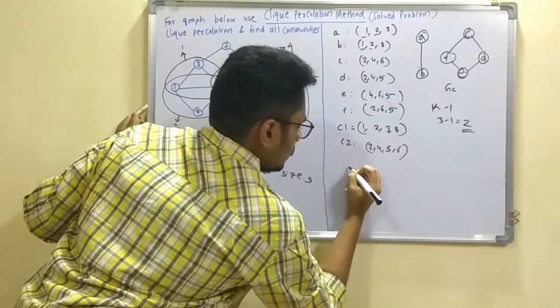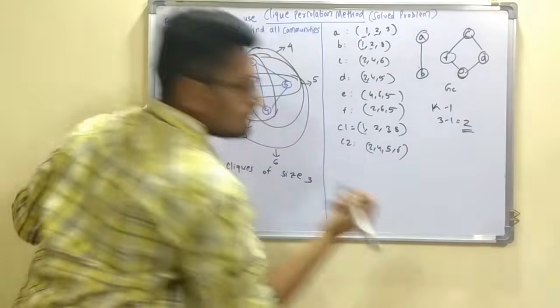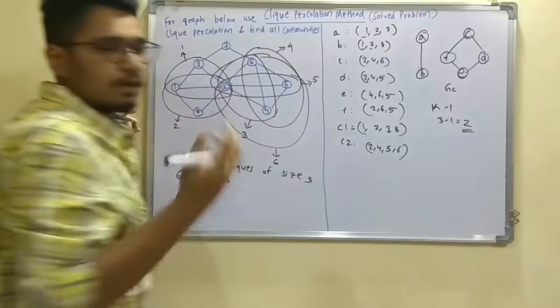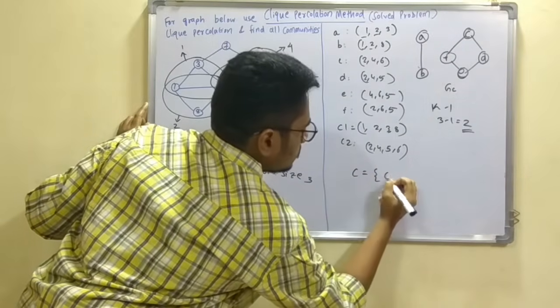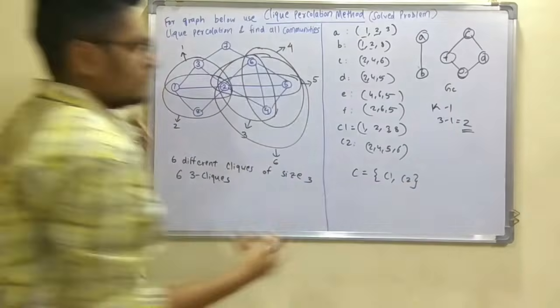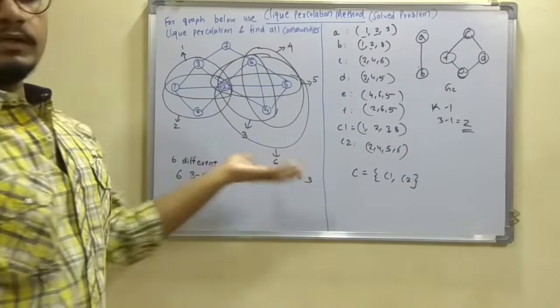And finally, we move on to the conclusion step, that is we define the final set. So our objective was to find the communities. So the community C is identified as the set C1, C2. So this was the simple problem based on the clique percolation method.